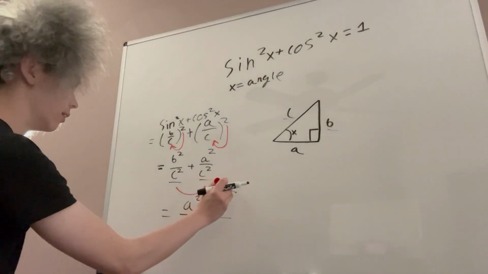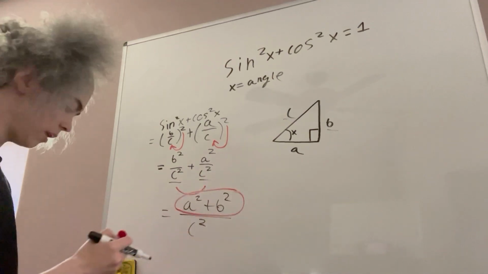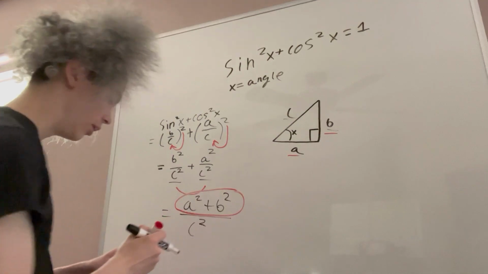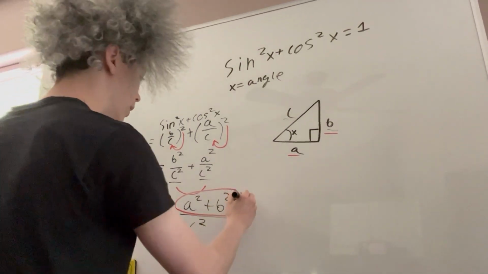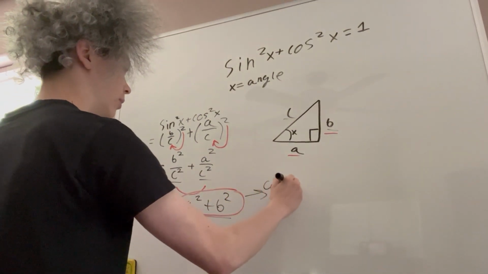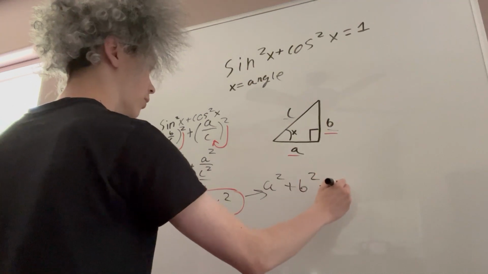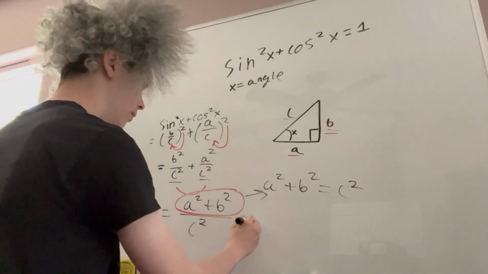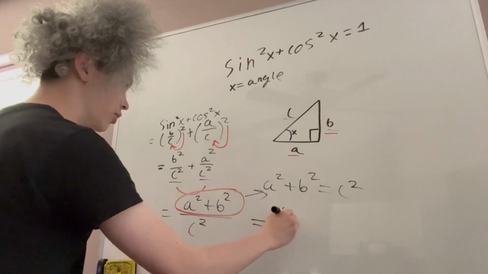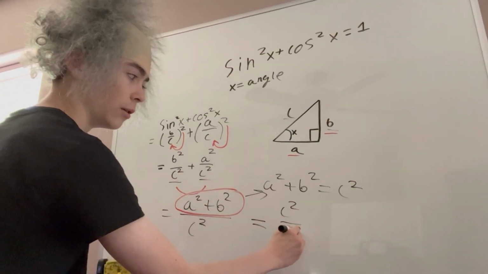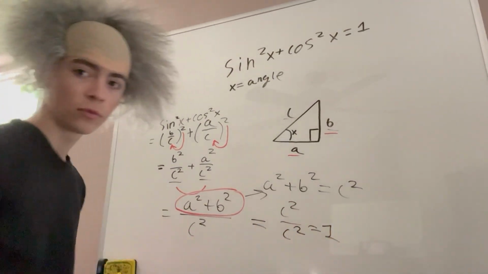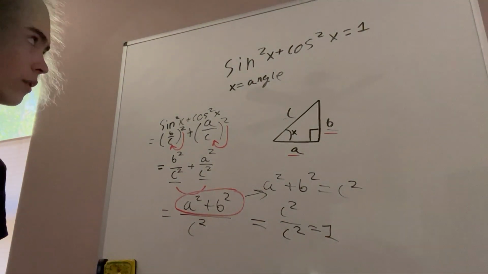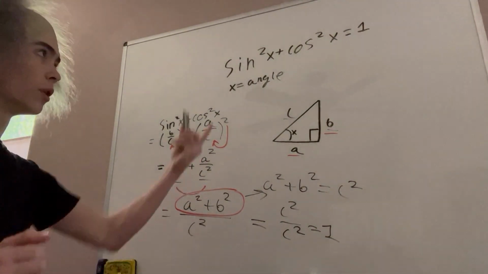We have right here a squared plus b squared. And what does a squared plus b squared equal? If a and b are our non-hypotenuse sides of a right triangle, well, a squared plus b squared equals c squared, right? That's the Pythagorean theorem. So this whole fraction here is equal to just c squared over c squared, which is just equal to 1, right? And so that's where that comes from. In case you were ever curious of what this equation means.